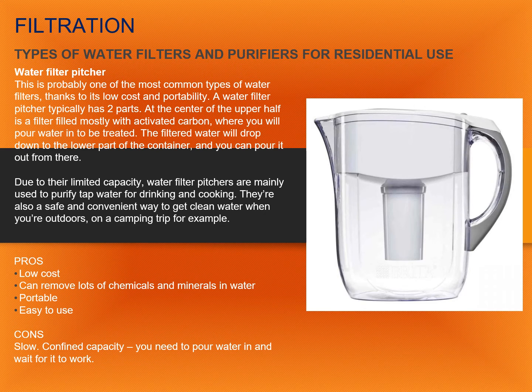Now this is a water filter picture. Meaning to say, this is the cheapest type of water filtration system. As you can see, the cons are that it's slow and has confined capacity because you need to pour water in and wait for it to work. But again, I find this quite expensive because if you are a heavy user of drinking water at home, you may need to replace that filter once every 4 to 6 months.